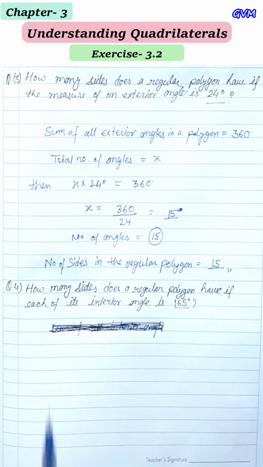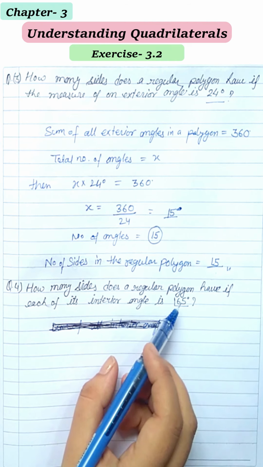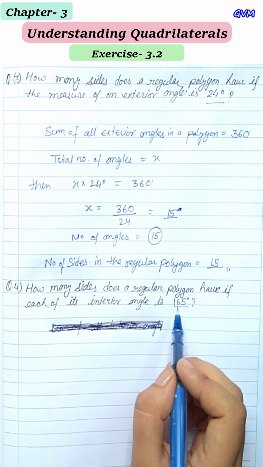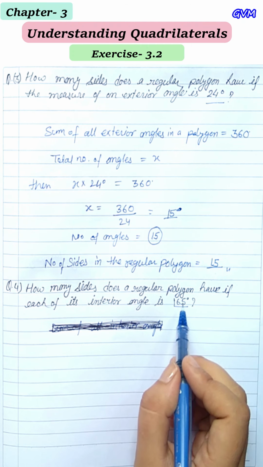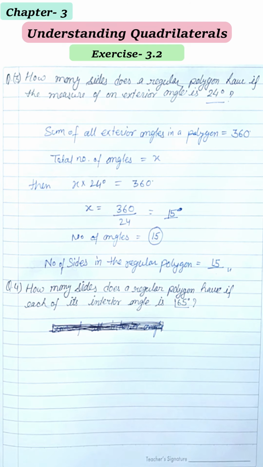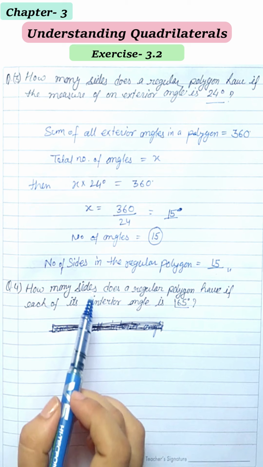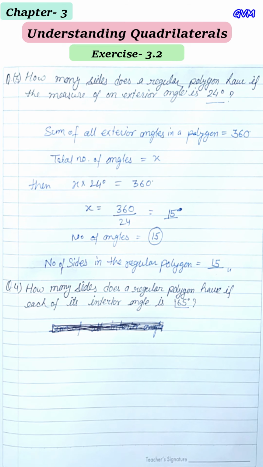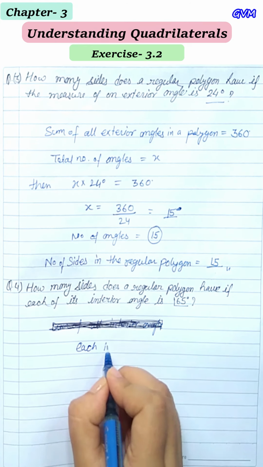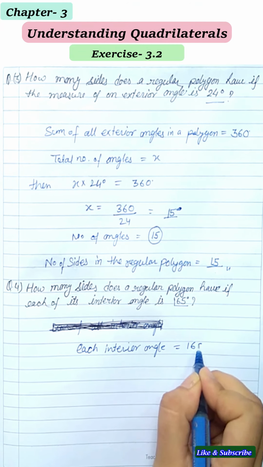Question number 4 is, how many sides does a regular polygon have if each of its interior angle is 165 degree? Okay, so एक regular polygon है जिसमें कोई एक interior angle 165 degree measure करता है. Okay, and we need to find the number of sides of it. Okay, so what will we do? We will find the total number of angle in it, and then we can find the total number of sides. We have given each interior angle is equal to 165 degree.